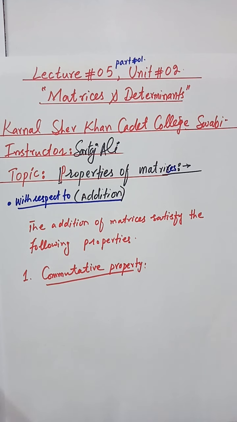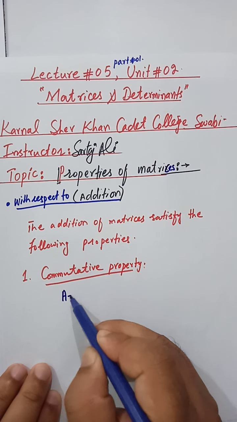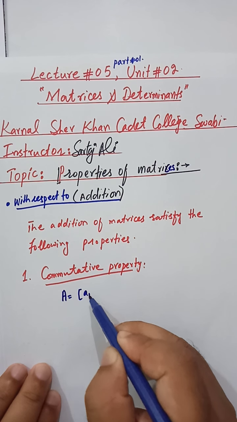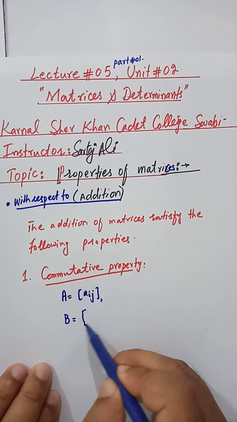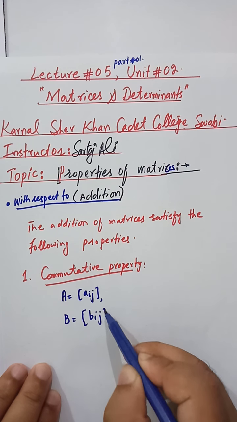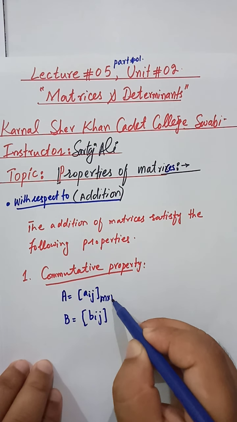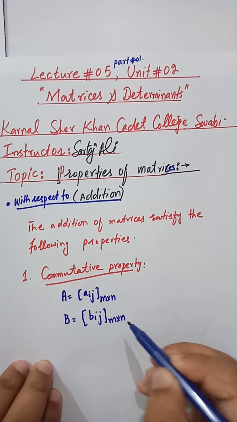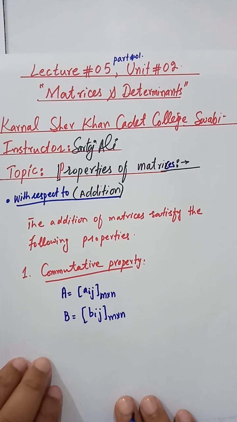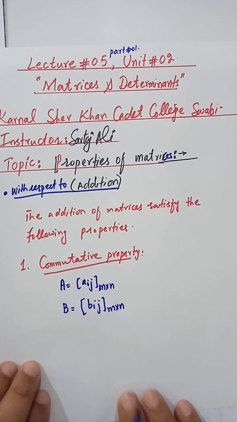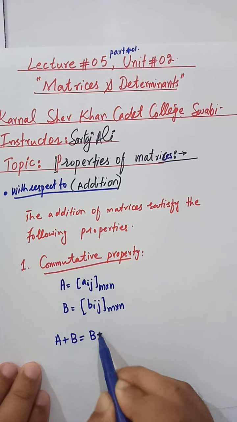So commutative property: if I consider two matrices, let's say matrix A having the elements of the form Aij and matrix B having the elements of the form Bij, both in compact form, and let's say the order of both matrices is the same, m by n. So the commutative property with respect to addition is that A plus B will be equal to B plus A.